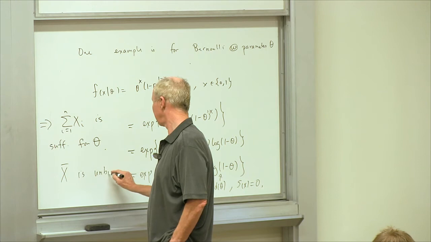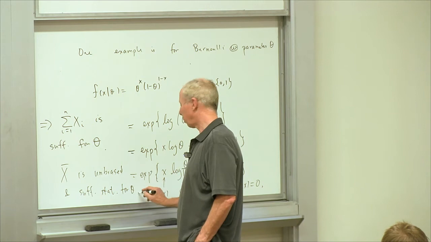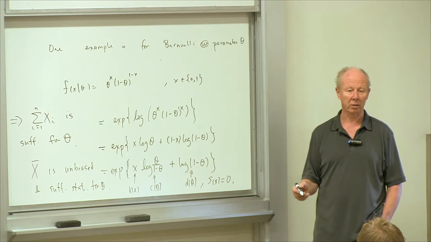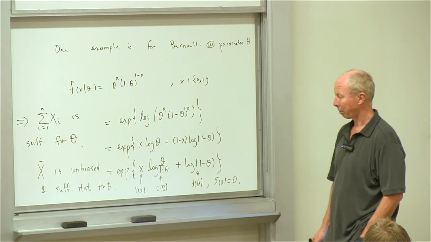As I mentioned last time, any one-to-one function of a sufficient statistic for a parameter is also a sufficient statistic for that parameter. So you can multiply by constants, you can add, you can take the log or take the exponential, and that'll preserve the fact that the statistic is sufficient.